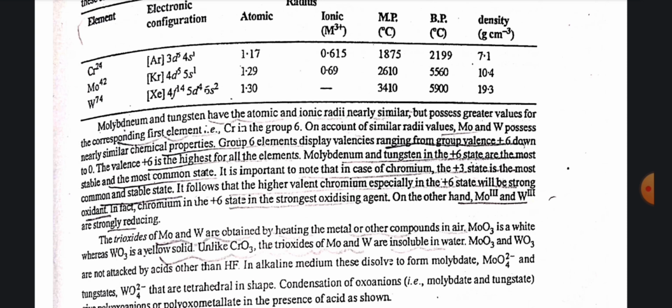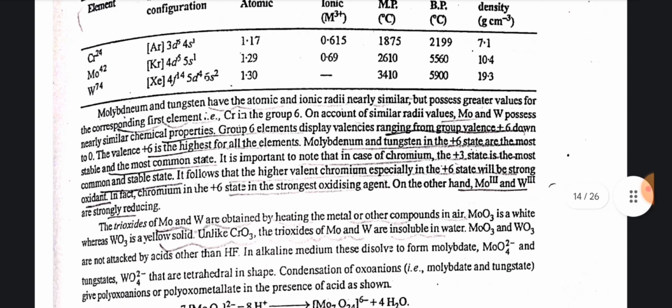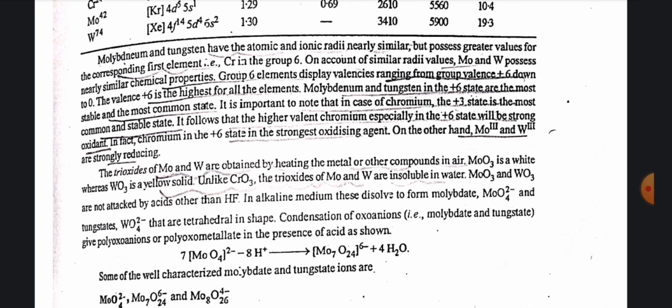On account of similar radii values, molybdenum and tungsten possess nearly similar chemical properties. Group 6 elements display valences ranging from the group valence of plus 6 down to 0. The valence plus 6 is the highest for all the elements. Molybdenum and tungsten in the plus 6 state are the most stable and the most common state. It is important to note that in the case of chromium, the plus 3 state is the most common and stable state. It follows that the higher valent chromium, especially in the plus 6 state, will be a strong oxidant. In fact, chromium in the plus 6 state is the strongest oxidizing agent. On the other hand, MoO3 and WO3 are strongly reducing.